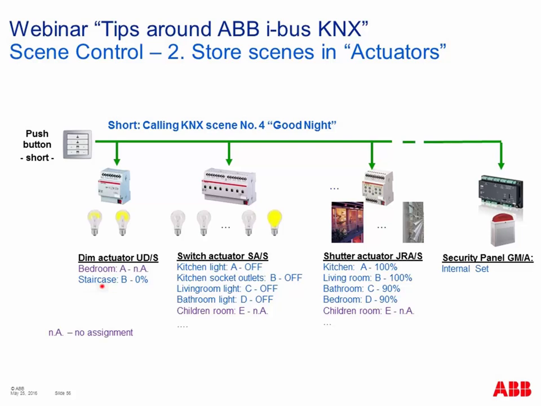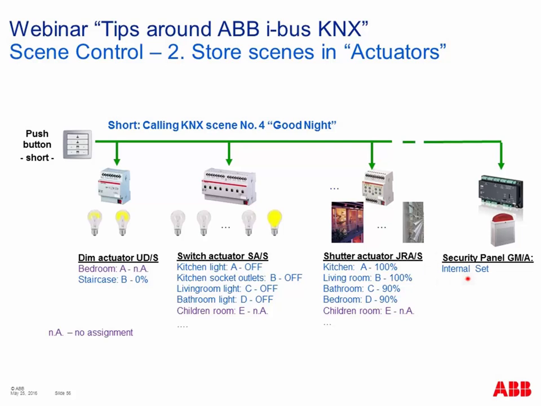But the output B, which is the light in the staircase, goes off. In our switch actuator, we have channel A, for example the light in the kitchen, it goes off. The socket outlets in the kitchen off. Living room, the light off. In the bathroom, the light off. But the light in the children's rooms, like here in channel E, is not assigned, because the light can be on or off. We do not want to switch the light when we call the good night scene, because when the children are reading a book, the light should still be on. The same here in the shutter actuator, it drives to the position closed, closed, closed, or the slats as you want.